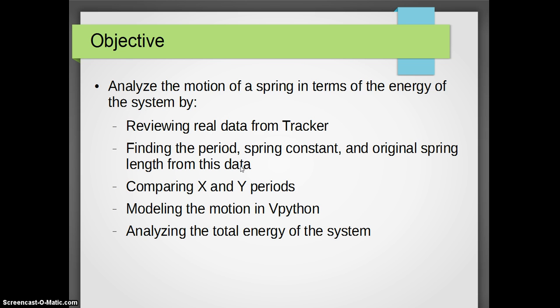Objective. The objective of this lab was to analyze the motion of a spring in terms of the energy of the system by first reviewing real-time data from Tracker, then finding the period, spring constant, and original spring length using this data, then comparing the periods of the X motion and the Y motion along the spring, then modeling this motion in VPython, and finally analyzing the total energy of the system.